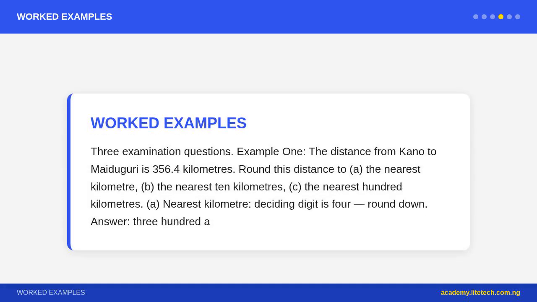3 examination questions. Example 1. The distance from Kano to Maiduguri is 356.4 kilometers. Round this distance to A, the nearest kilometer, B, the nearest 10 kilometers, C, the nearest 100 kilometers. A, nearest kilometer, deciding digit is 4, round down. Answer: 356 kilometers. B, nearest 10 kilometers, deciding digit is 6, round up. Answer: 360 kilometers. C, nearest 100 kilometers, deciding digit is 5, round up. Answer: 400 kilometers.